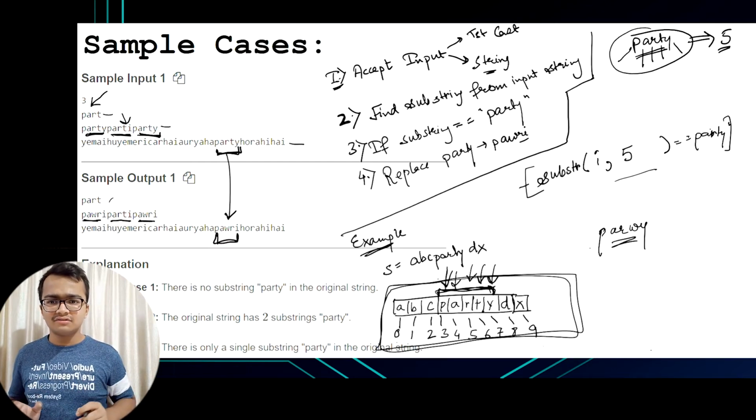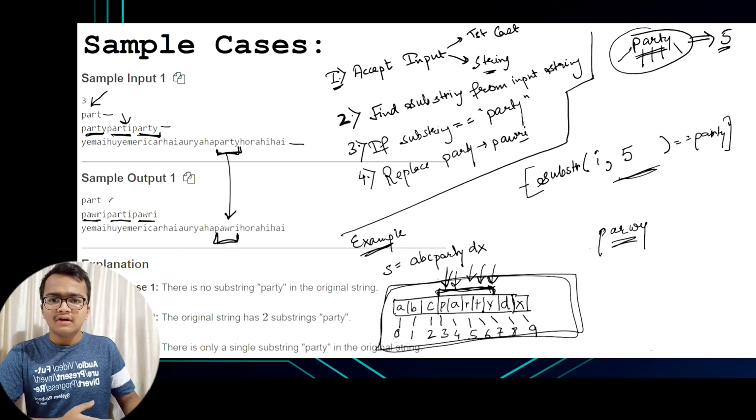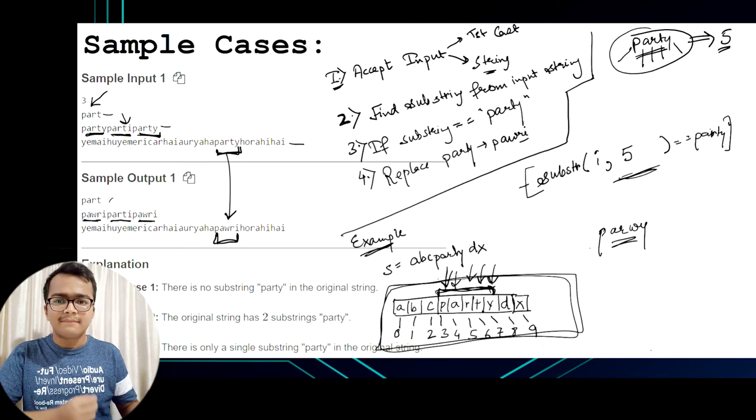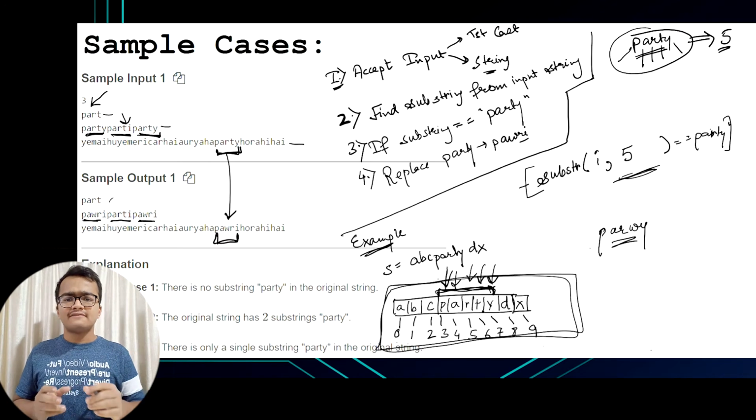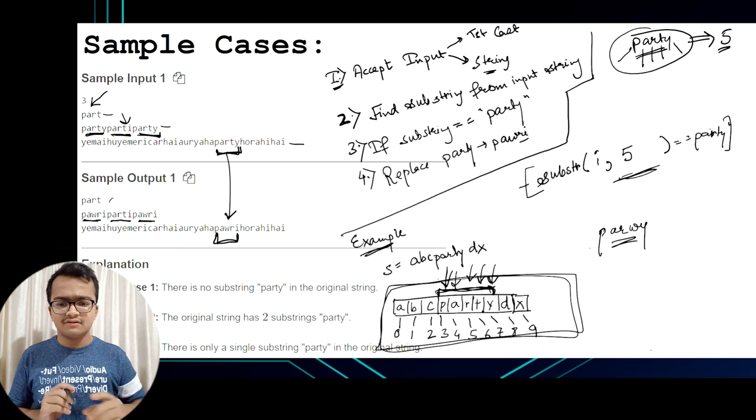Little bit understood what we have to do? We will search for the substring party. If party is found, then from that index up to the upcoming 5 indexes, we will replace the words with PARWY. Let's go to the code and we will understand it in a better way. Let's go to our compiler now.